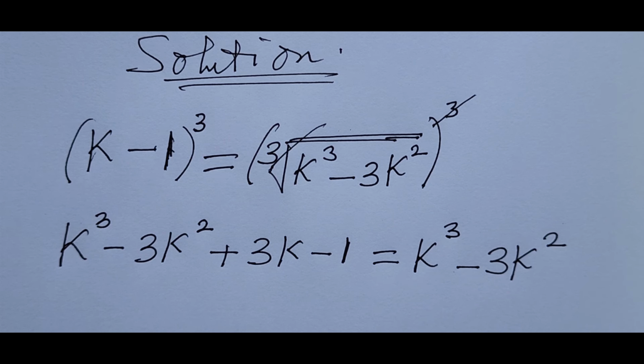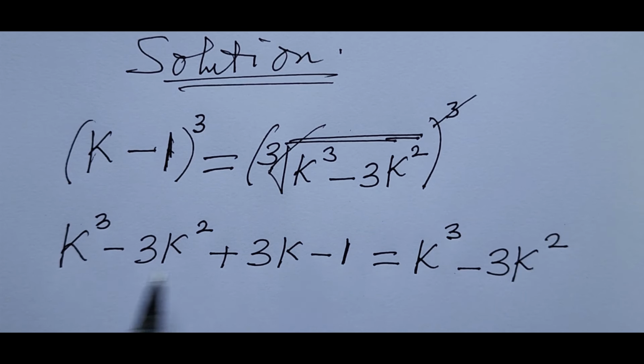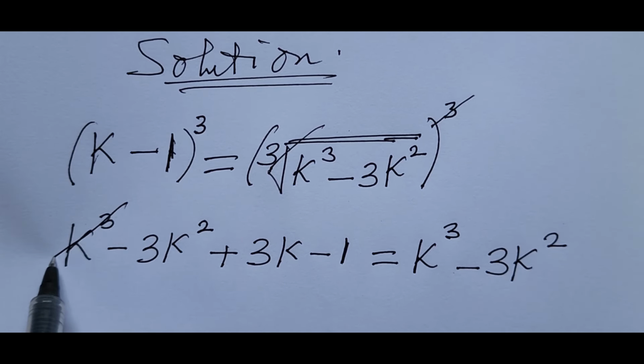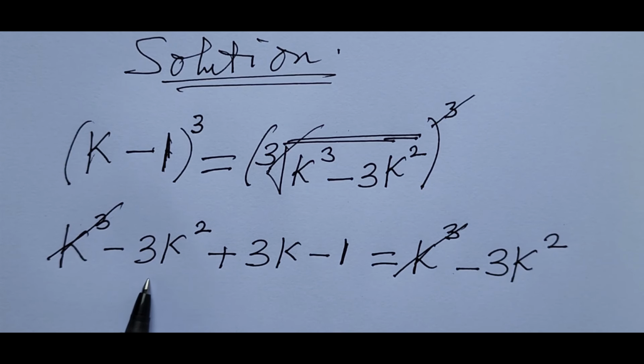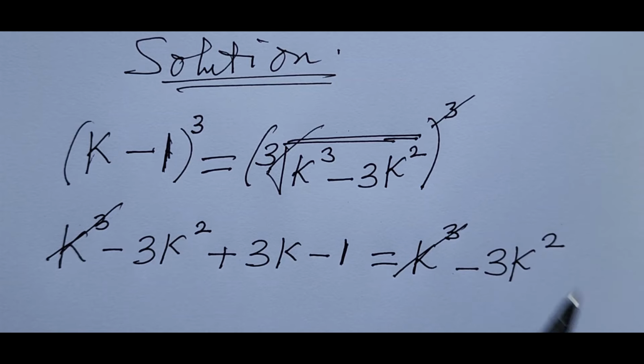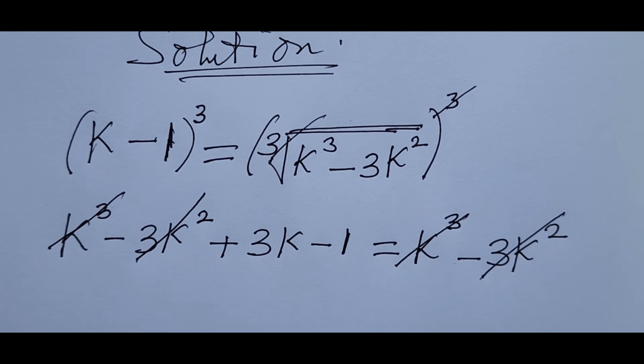Good. So we can check out the things that exist on both the left and right hand side of the equation. Here we have k to the power of 3, and here we have k to the power of 3, positive and positive. If we collect like terms, this and this will leave. Wonderful. And here we have minus 3k to the power of 2, and here we have minus 3k to the power of 2. So this and this will also leave the system.